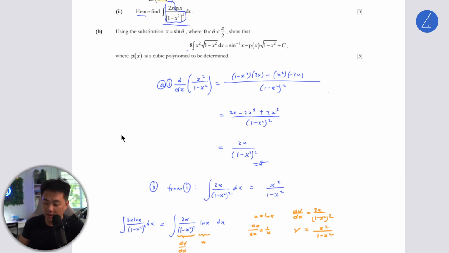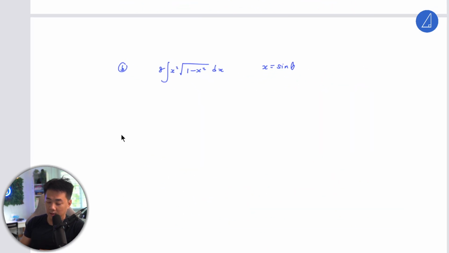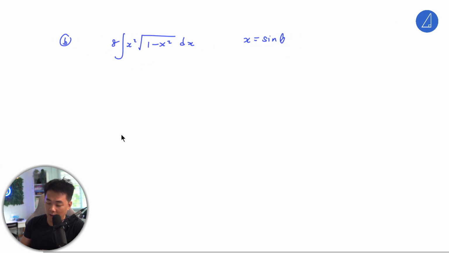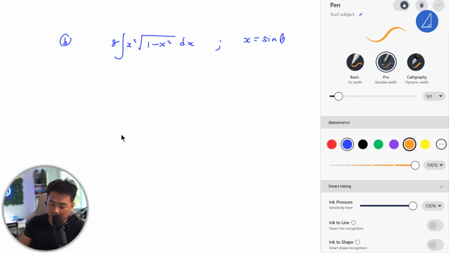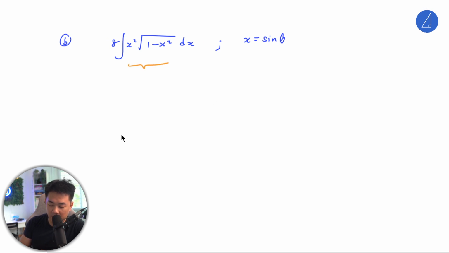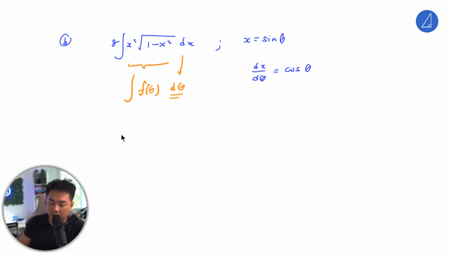Okay, what we need is to find this integral where you're in the first quadrant here. So we are told to find the polynomial. I think it's pretty okay. Firstly, understand the whole idea of substitution is to ensure that this becomes a function of theta, d theta here. Then you just need to change everything to d theta. So basically dx d theta will be cosine theta, right? Differentiate sine will just be cosine.